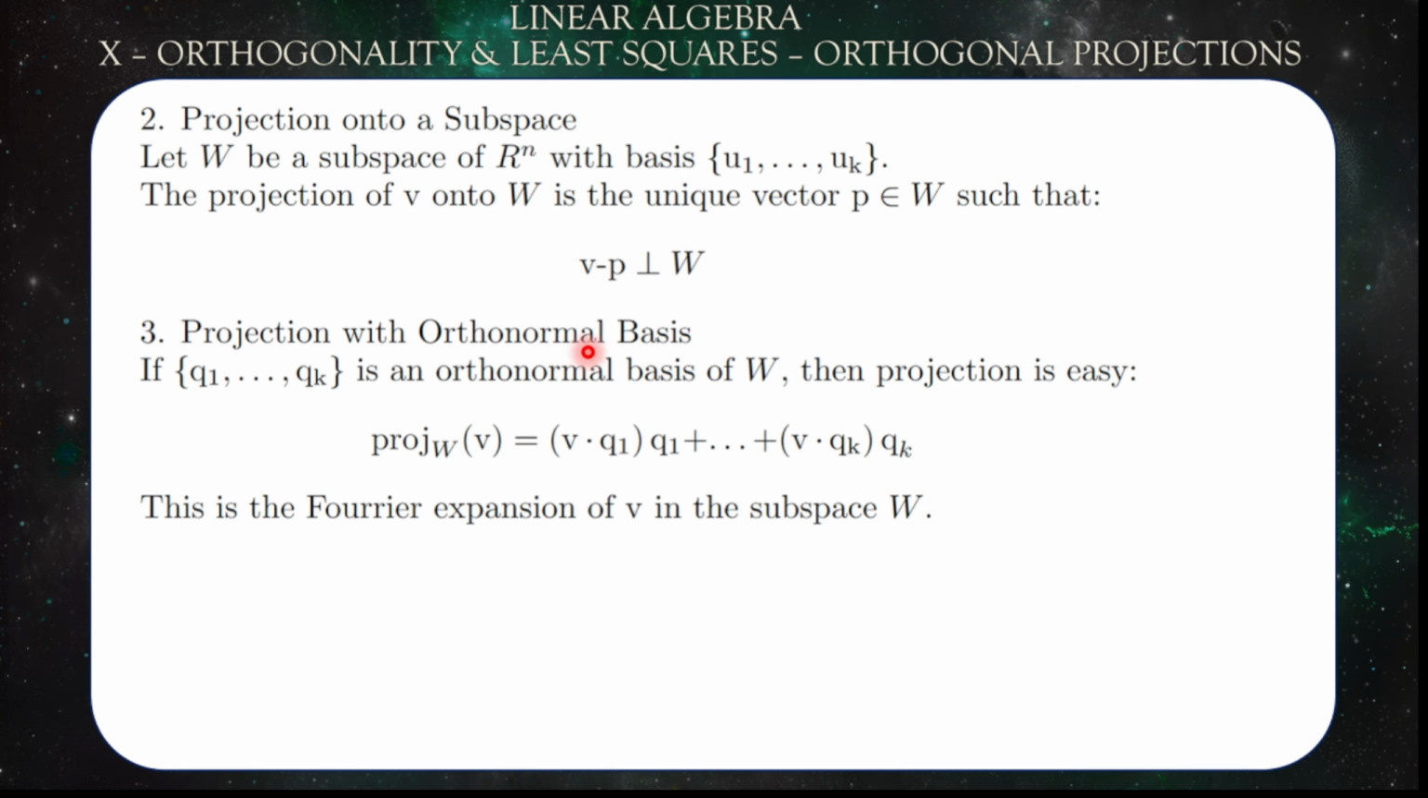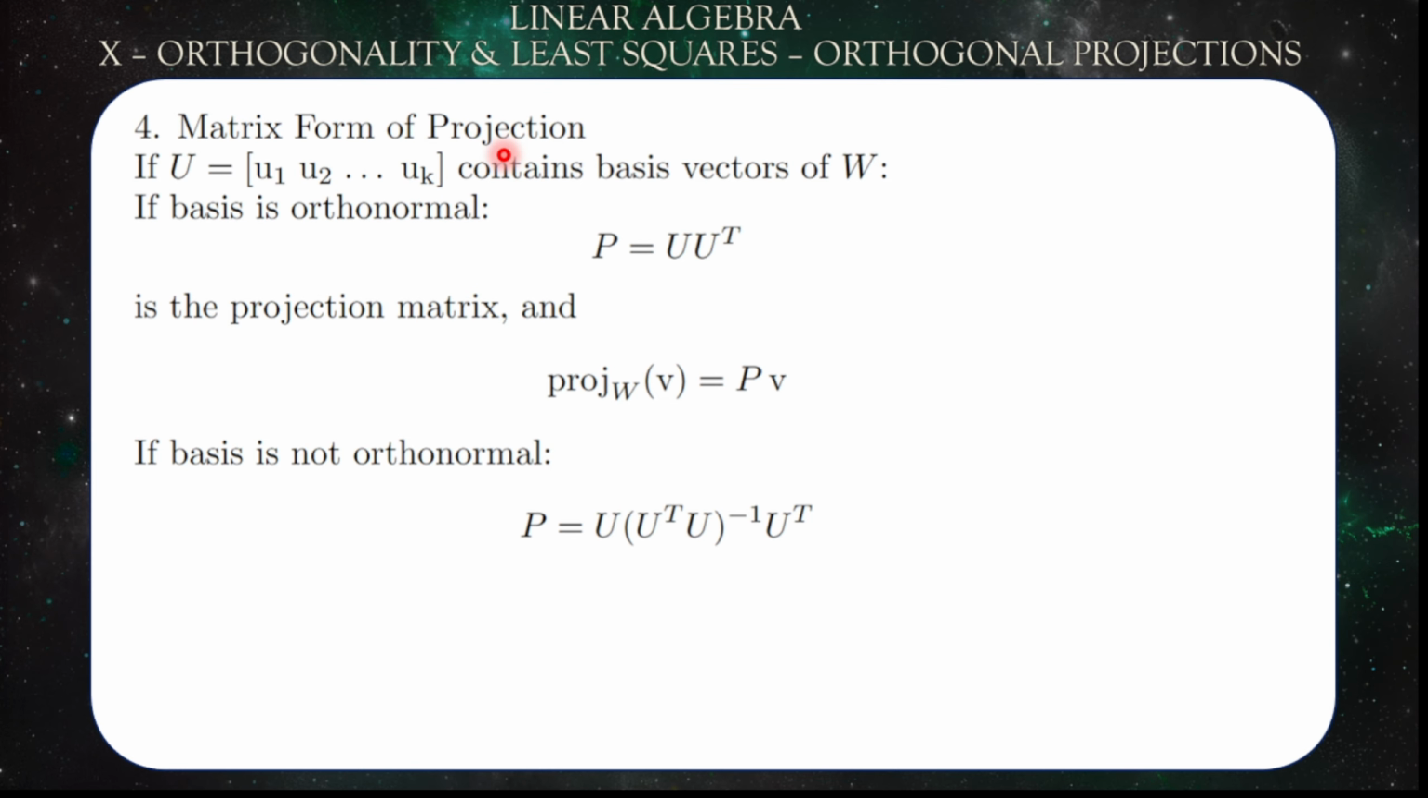Projection with an orthonormal basis. If q1, ..., qk is an orthonormal basis of W, then projection is easy. The projection of v over W is equal to v dot q1 multiplied by q1, plus etc. Here it's just a concept, I did not get deep into this one. This is called the Fourier expansion of v in the subspace W.